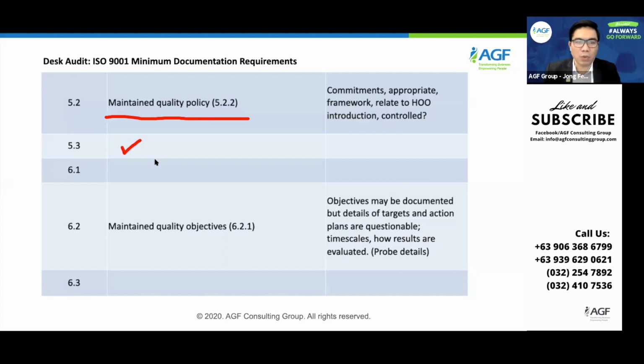5.3, we all know, is roles, responsibilities, and authorities. That's where we develop our organizational structure. It is nice to have. Look at 6.1. 6.1, what is this? Actions to address risk and opportunities, right? So this is where we do identify the risk, we assess the risk, we come up with control measures, and guess what? It's a nice to have documentation. So you'd be surprised now. Oh, so that means it's not a must-have documentation?